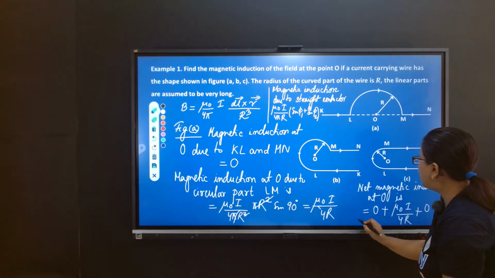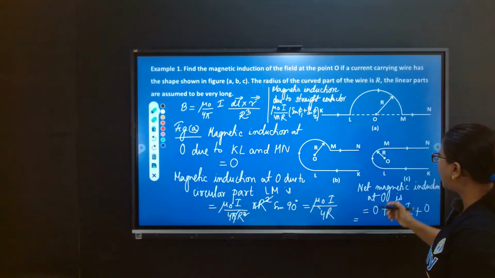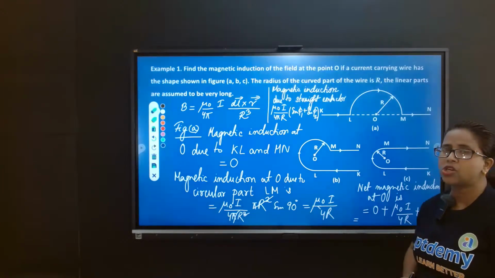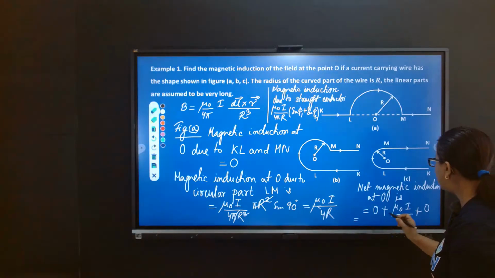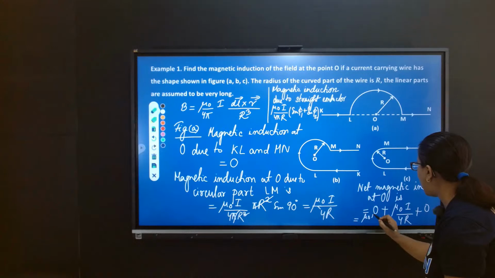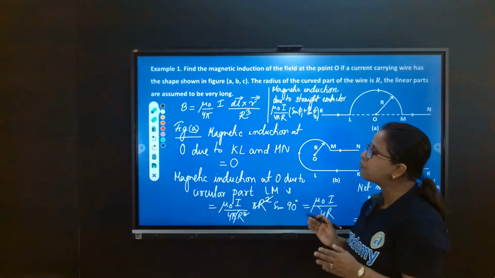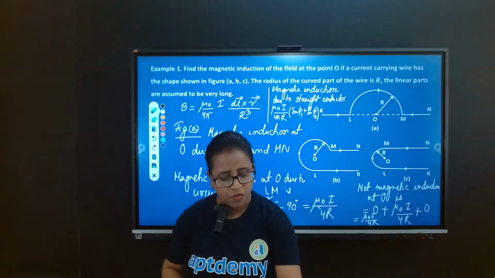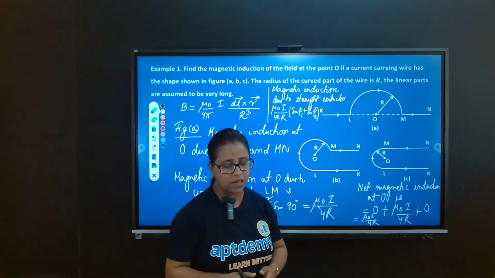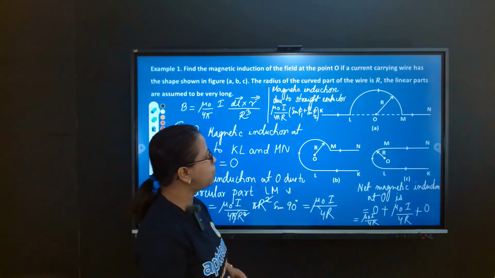So finally, we see that for the figure A, the net magnetic induction at the point O amounts to mu naught I by 4r. Now let us follow a similar procedure for the other figures, that is for the figure B and for the figure C.